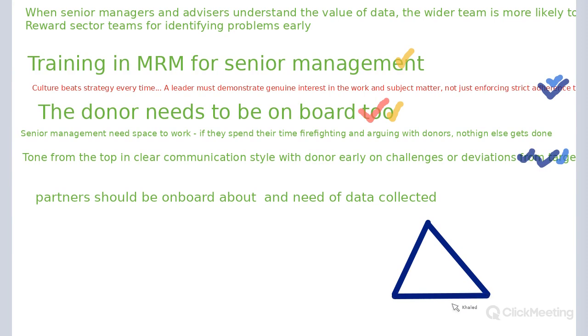And training in MRM for senior management. I know, when I've worked as a consultant, often programs want training for junior staff, but not for senior staff. The management are too busy, they've got other stuff to do. And I think that's almost always a mistake. They need to understand the MRM system, and they need to buy into it and enforce it.